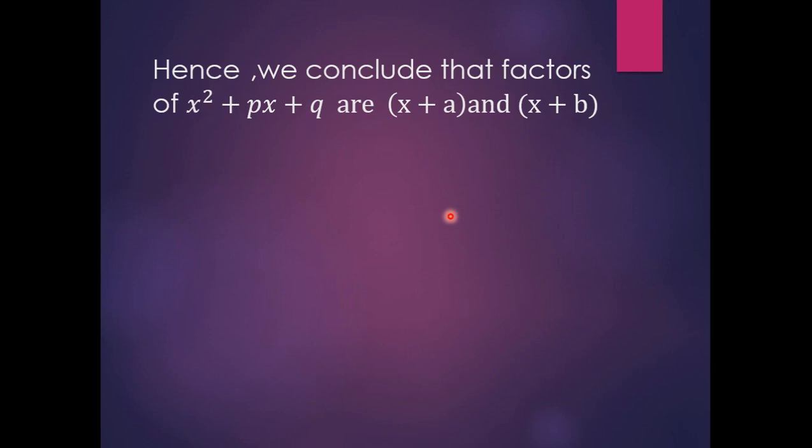Hence we conclude that the factors of x square plus px plus q are x plus a times x plus b. So when we factorize a trinomial of this type, we will get the factors of this type, x plus a and x plus b, where the sum of these numbers a and b will give you this number, the coefficient of x, and when you multiply these two numbers a and b, then you will get this last constant.